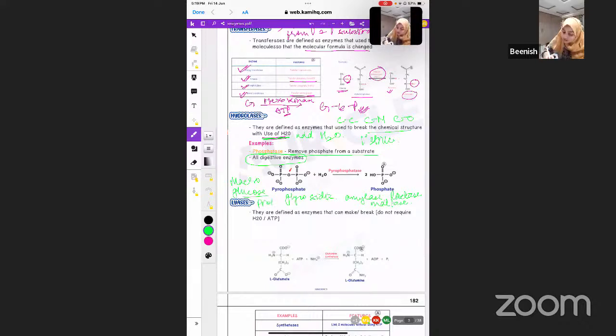Now, let's take the example of proteins. So, in proteins, what do you have? You have peptide bonds, okay. Now, any enzyme which is going to act on these peptide bonds and break these peptide bonds is going to be a hydrolase. Like your peptidases, okay, and proteases. Okay, so these are the examples.